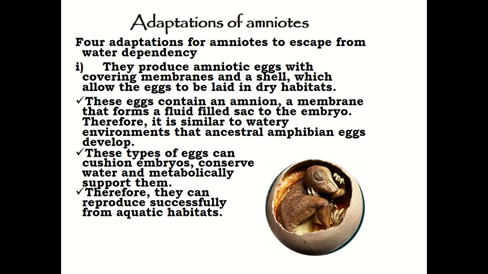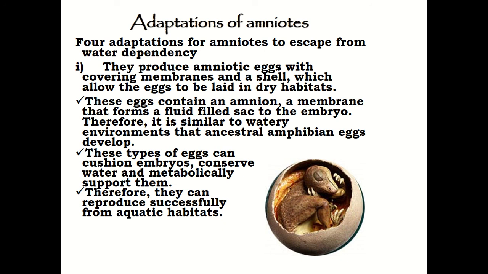so let's look at the four adaptations of amniotes, the organisms that produce the shelled egg to escape from water dependency. Okay, so first, they produce an amniotic egg with covering membranes and a shell, which allows the eggs to be laid in dry habitat.